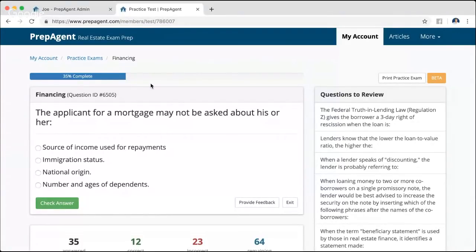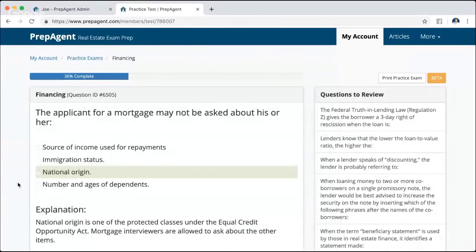The applicant for a mortgage may not be asked about his or her A, source of income used for repayments, B, immigration status, C, national origin, or D, number and ages of dependents. And the answer is C, national origin.